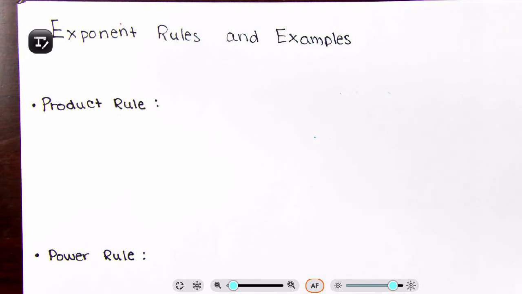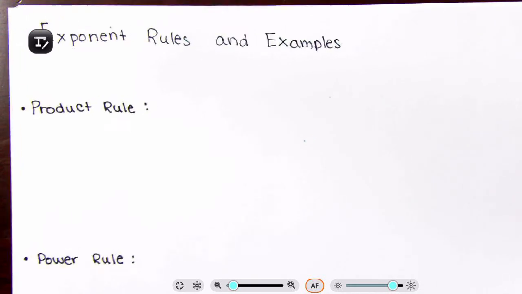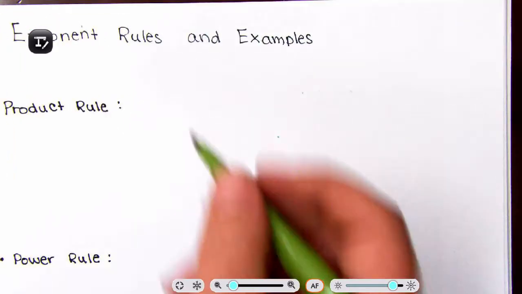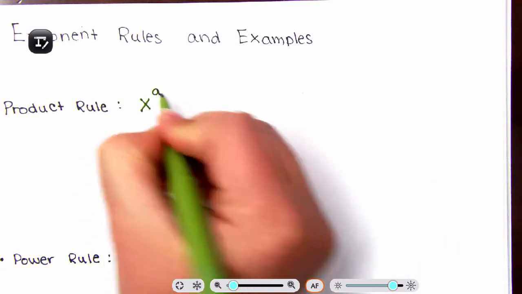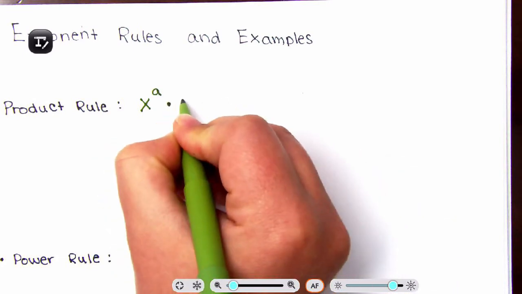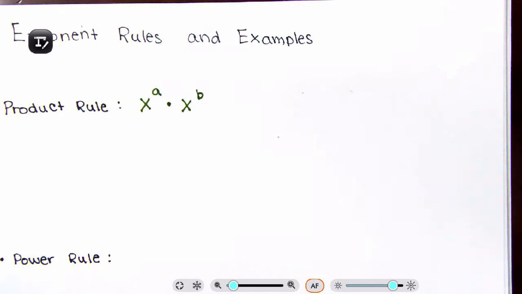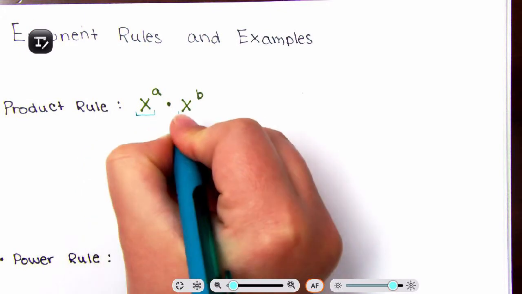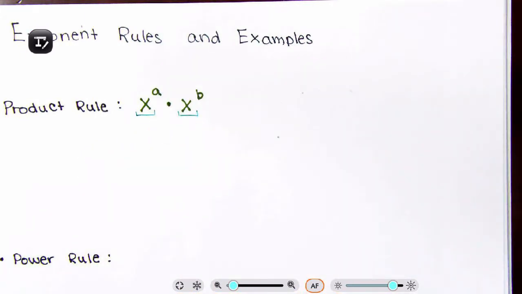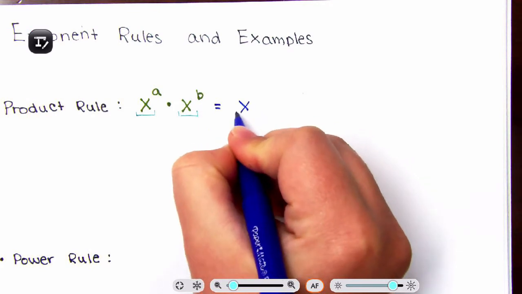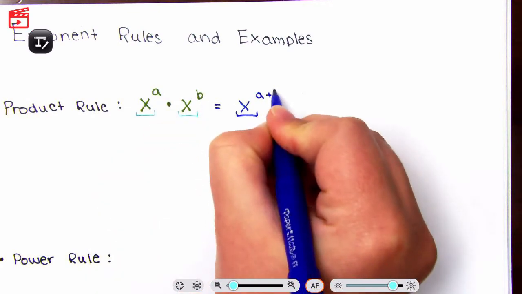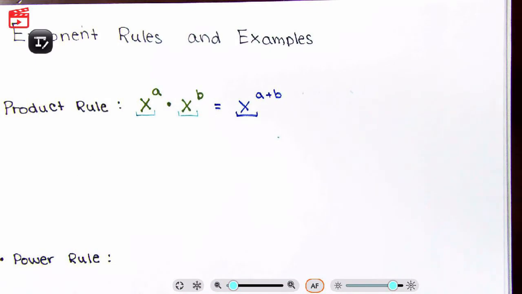Now the product rule, when you hear the term product, is the answer of something that's being multiplied. So when we're doing the product rule, let's say we have a base of x with an exponent of a, times the base of x with an exponent of b. Note that the bases have to be the same. If the base is not the same, we cannot apply the product property or the product rule. However, if the bases are the same, we keep the same base, take the two exponents, and add them together.